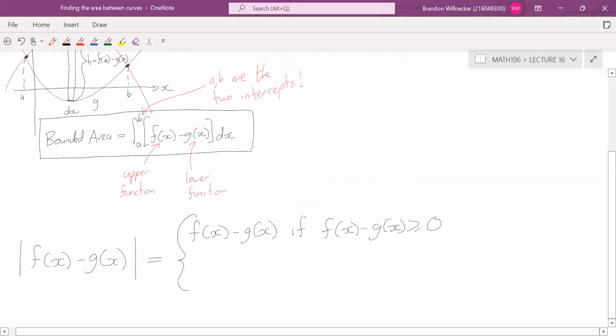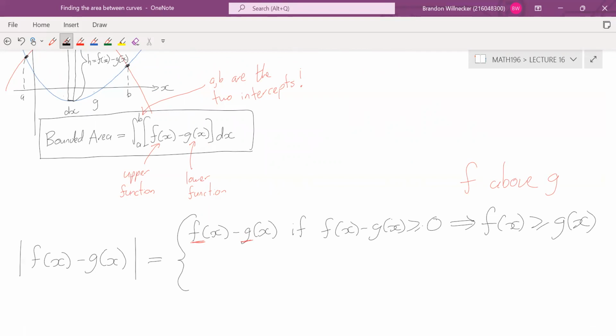Okay, but f of x minus g of x being positive is exactly the same thing as saying f of x is above g of x. So in this case, f above g. And that works because f came first and then we had g.